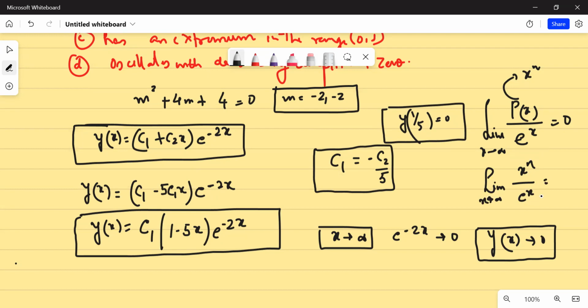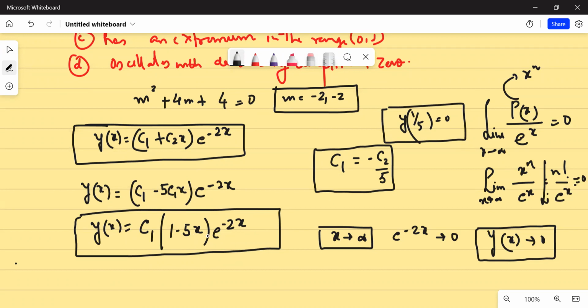Now, in order to solve this, you are going to use L'Hospital's rule. You're going to differentiate the numerator and denominator at least n times, because if you do not differentiate n times, some term in x would remain. After differentiating n times, it will be n factorial upon e to the power x, and as x tends to infinity, it will go to 0.